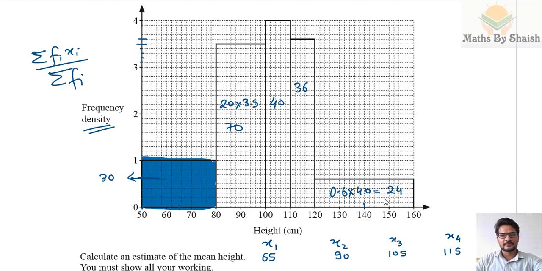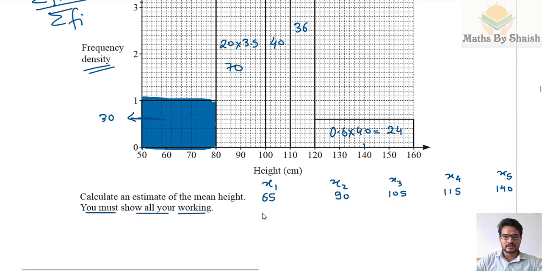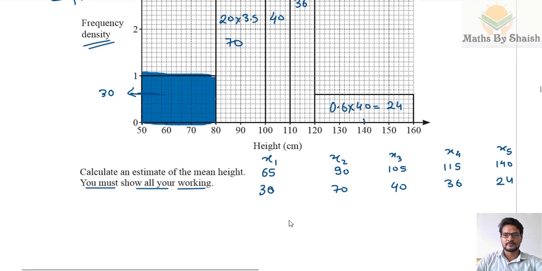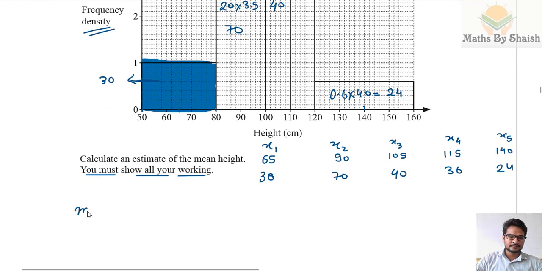So now we got the frequencies as well. We will write them here correspondingly. Frequencies are 30, here 70, here 40, here 36, and here 24. Now we can calculate by the formula. This is the estimate of the mean.